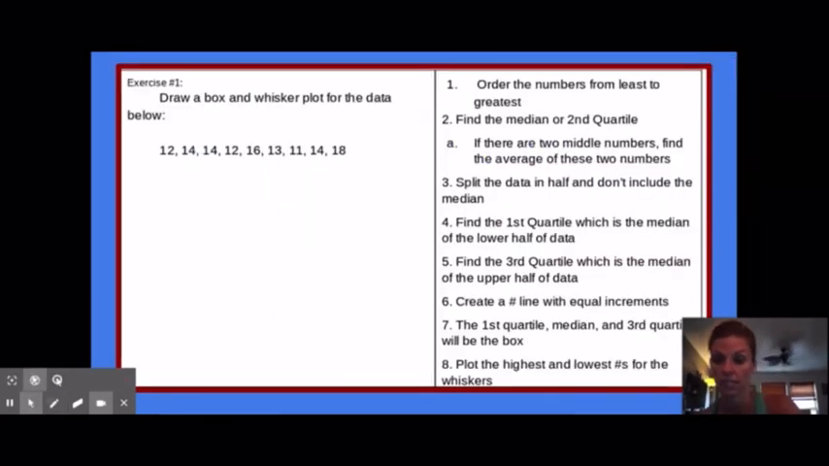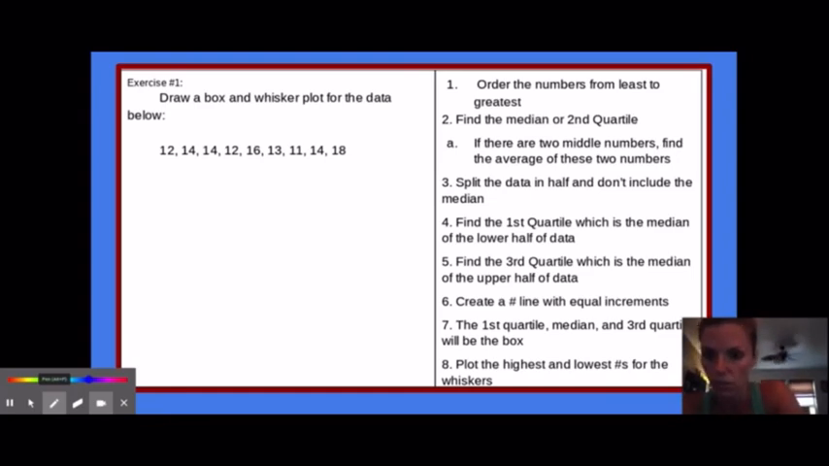So let's look at this. It says draw a box and whisker plot. There's directions on the side. You guys can read it. Hopefully this isn't too bad. But number 1, the first thing you have to do for box and whisker plot is you have to order the numbers from least to greatest, because you're going to be using the median and the concept of the median over and over again. So let's see if I can do this without messing up today.